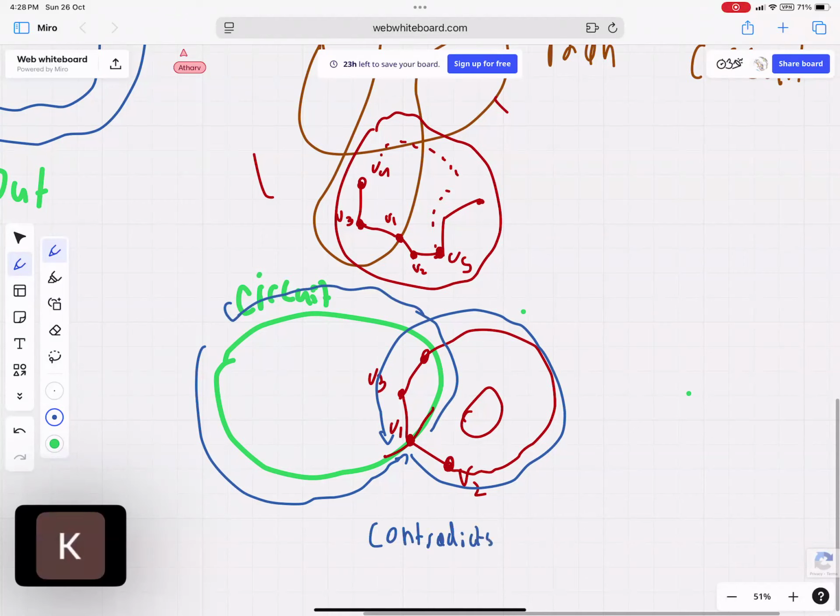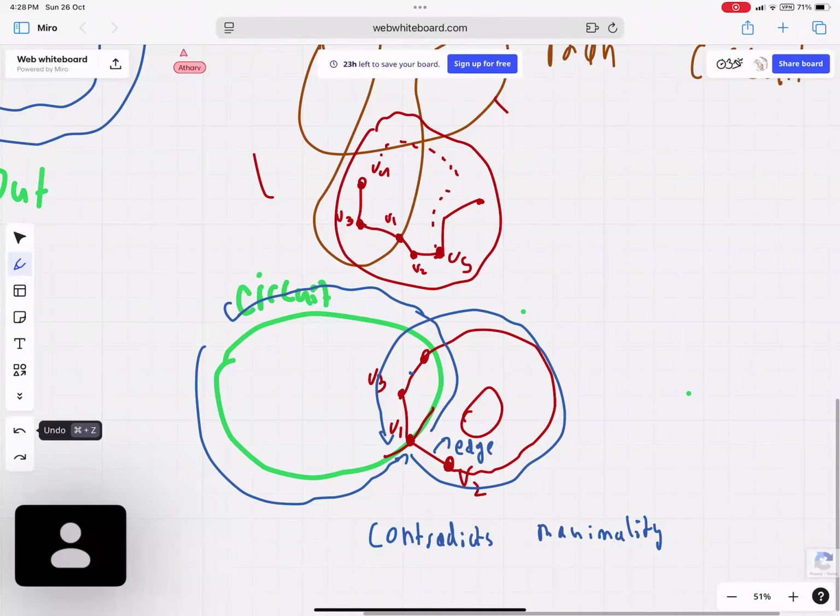But V2 could be in the circuit. What if the edge V1, V2 is not in the circuit, but V2 is in the circuit? No, but the edge is not in the circuit. That's what matters. Yes, then we still get another part of the circuit which we can traverse. We're not assuming that there are more vertices not in the circuit. We're assuming that the edges aren't there. The vertices could be in the circuit, right? Yeah, V2, V3 can be in the circuit. V1 could be appearing somewhere else here too. The point is that these edges are not in the circuit.